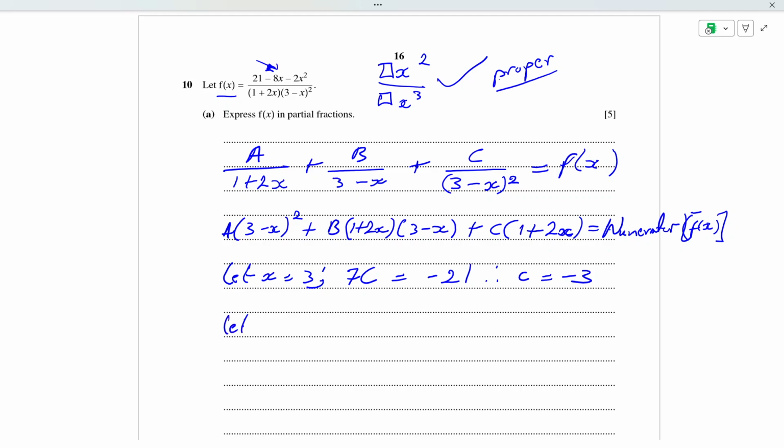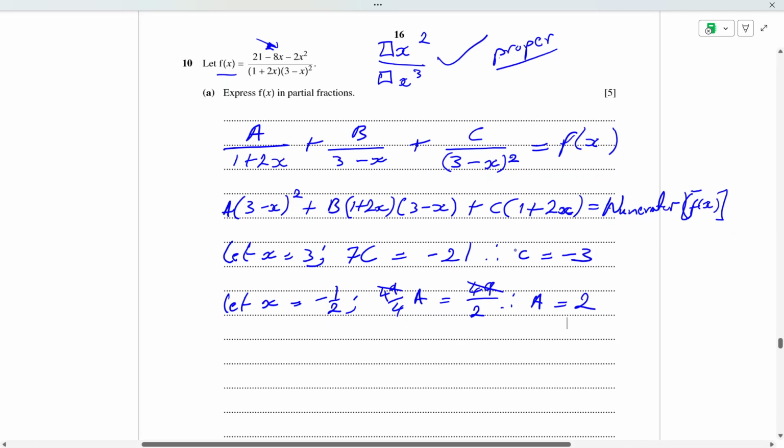Then you want to let x assume a value of negative half. When you do that, this becomes negative 1, so this term goes to 0, and this term also goes to 0. Now you're left with the a term. Then you would have 3 minus half, which is 2.5 squared, that's 49 over 4. So a would be equal to 49 over 2, you can cancel out those 2s, and you would have a is 2.